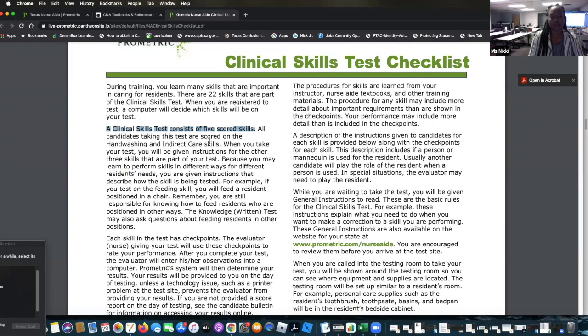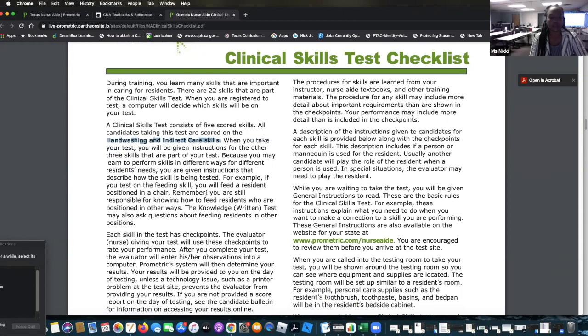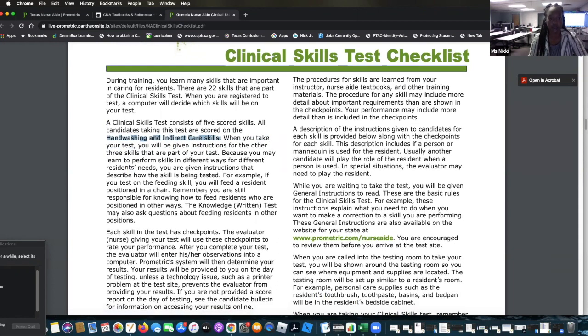All candidates taking the test are scored on hand washing and indirect care skills. Another test question: hand washing. So every single one of you will have hand washing and indirect care skills. What does that mean? We'll get into that, but just to let you know, it's things like how you take care of them, your demeanor, how you speak to them, safety, privacy, the way you would care for a patient outside of just the hands-on. How do you care for that patient so they're safe and more independent and you give them their rights? So they're going to be looking for that.